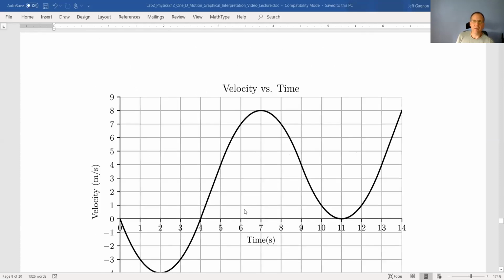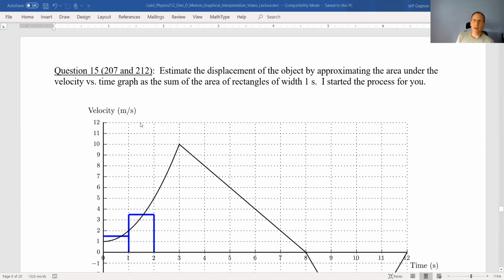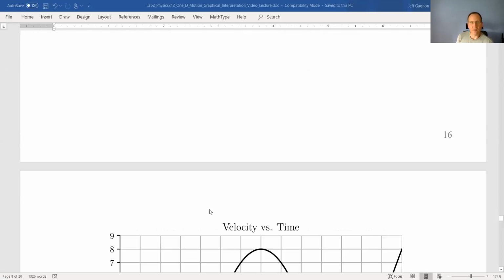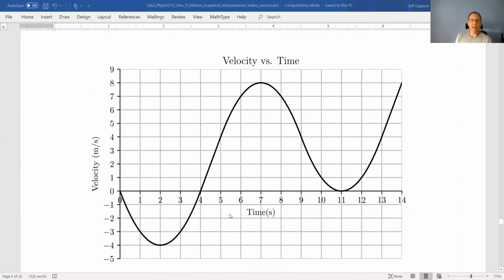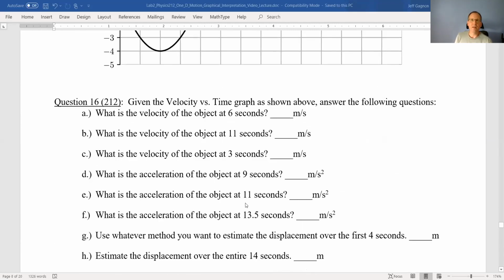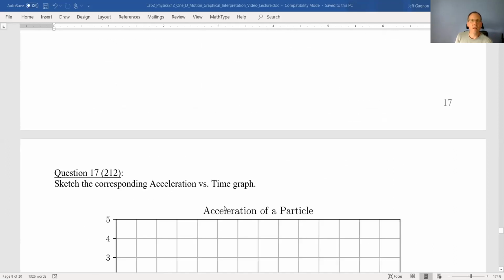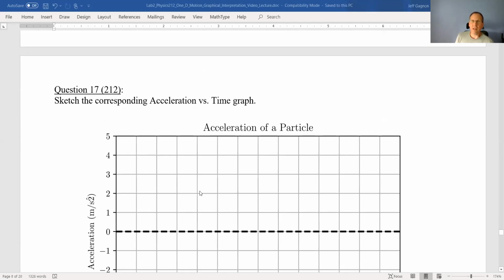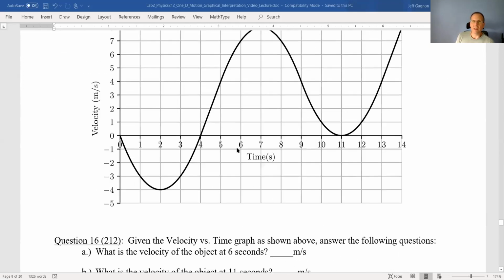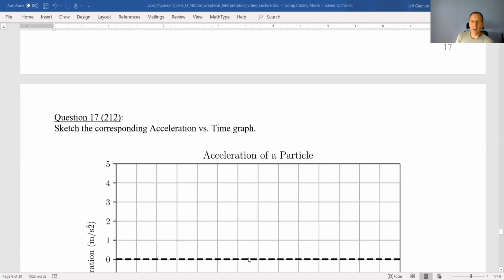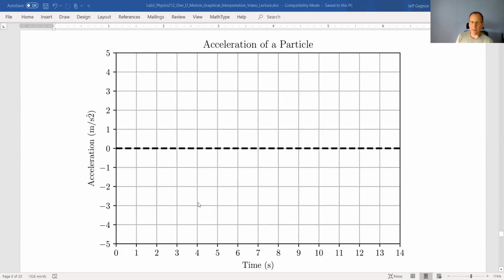Okay, and then the final few questions. So 207, that's as far as you have to go, question 15. 212 will do the rest of the questions as well. So here is a velocity versus time graph, a little more complicated. I want you to answer the questions about that velocity versus time graph. Question 17 is, given this velocity versus time graph, give me the corresponding acceleration versus time graph.